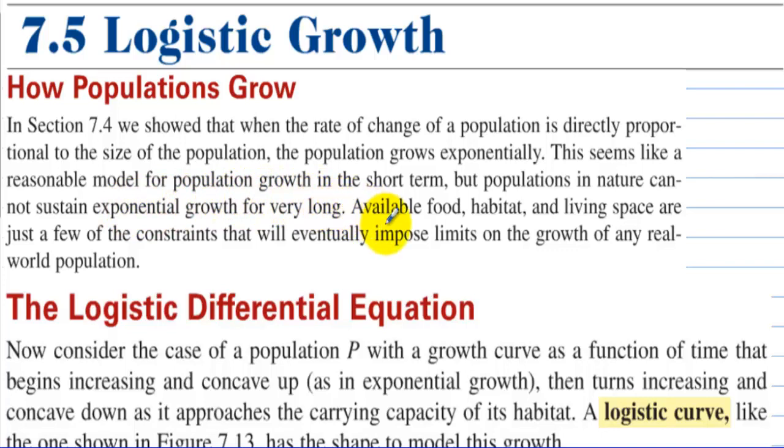Available food, habitat, and living space are just a few of the constraints that will eventually impose limits on the growth of any real-world population.